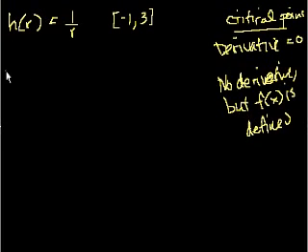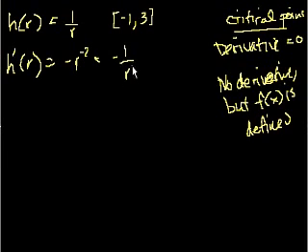But anyway, what's the derivative here? H prime of r. Well, that's r to the -1, so it becomes negative r to the -2, or minus 1 over r squared. That's the derivative. Can this ever equal 0? Well, no. It's never going to equal 0. But where is it undefined? Well, it's undefined when r is equal to 0, and r equal to 0 is in that interval.